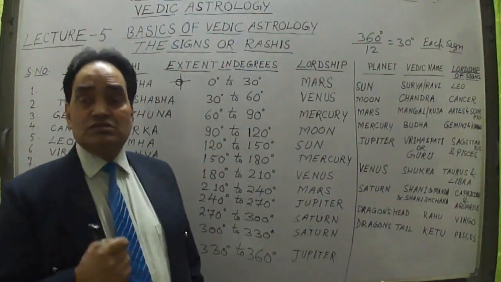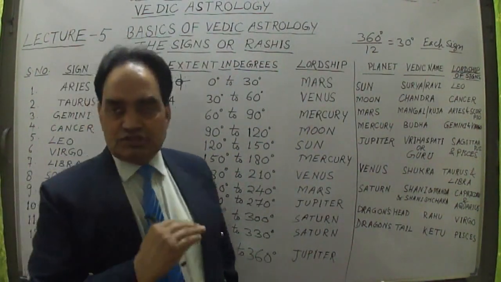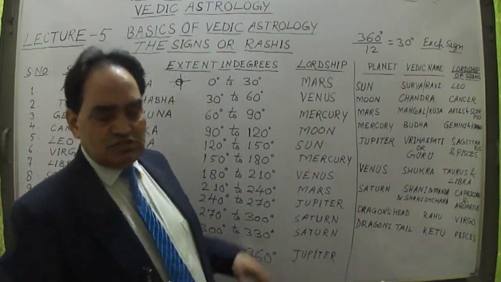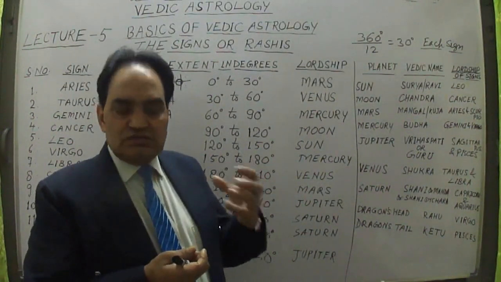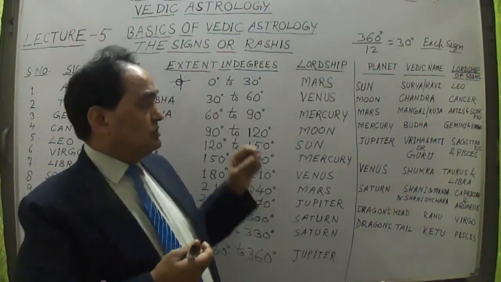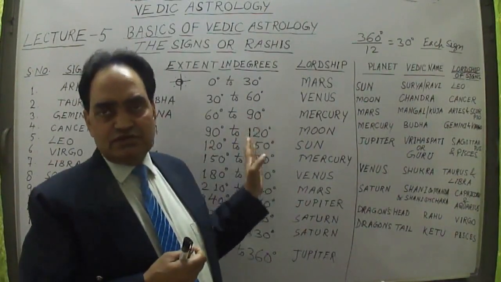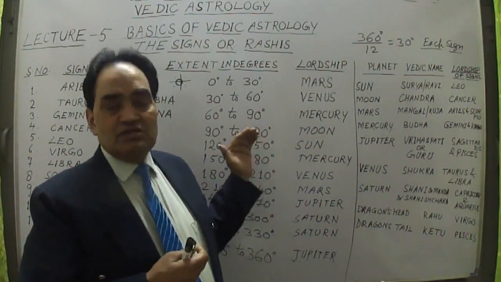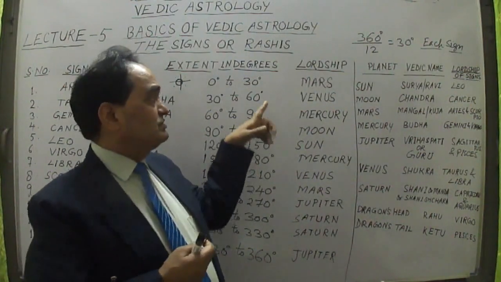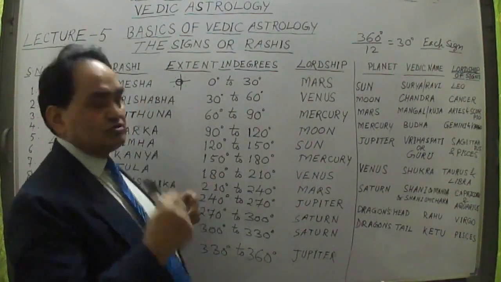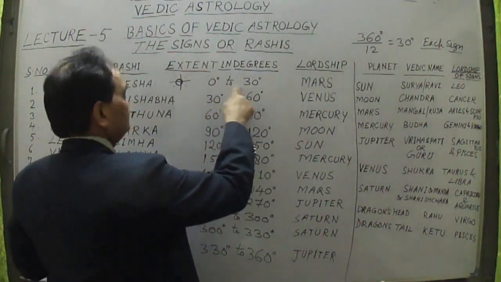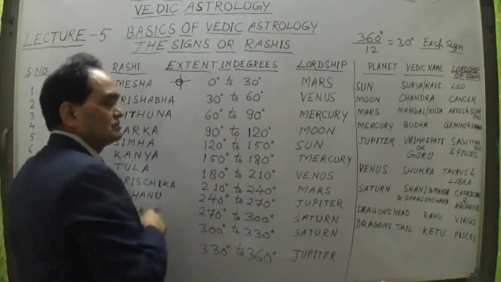Now these Rasis are divided into 30 degrees, or each Rasi occupies a 30 degree angle. If I take the Aries sign, that Aries Rasi takes 30 degree. So 0 degree to 30 degree. This is the strength of Aries sign, 0 to 30 degree.